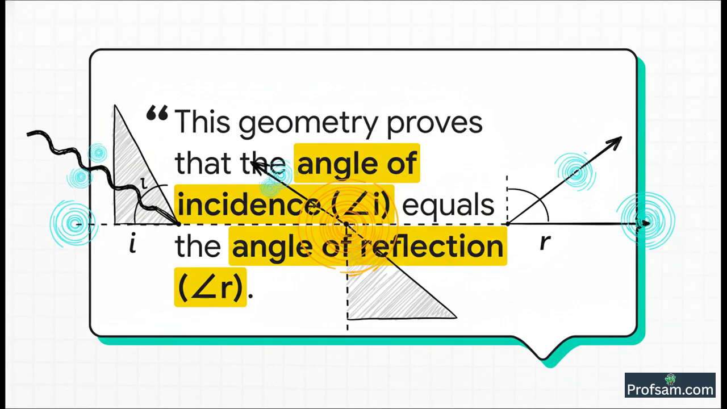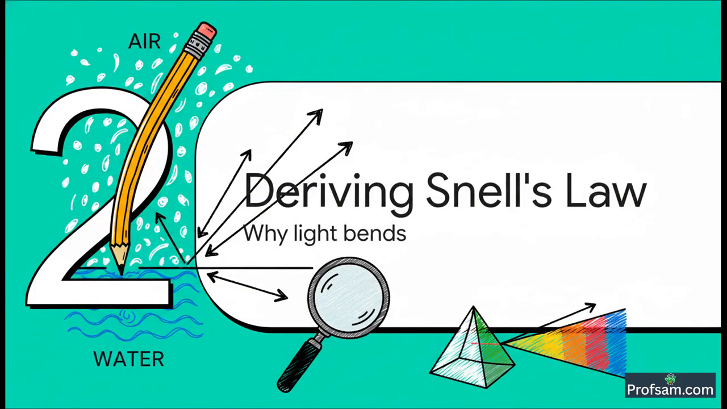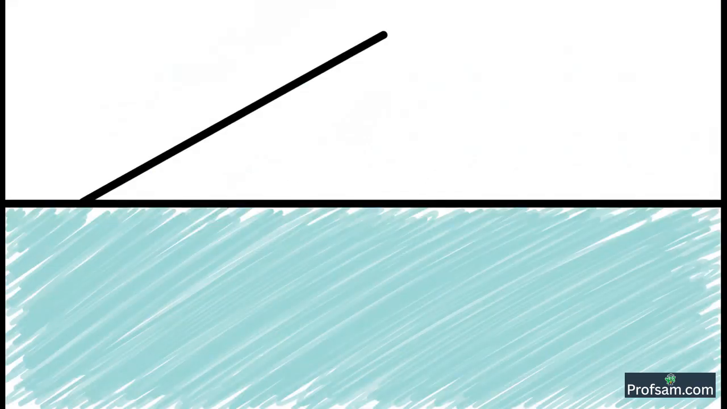Our superpower works! All right, warm-up is over. Now for the main event. Let's finally solve that mystery of the bent pencil. We are going to use our superpower to derive Snell's law and understand exactly why light bends when it goes from air into water. So the setup is a little different now. We have a wavefront, AB, traveling in a rarer medium, like air.